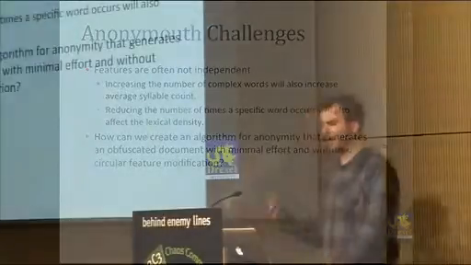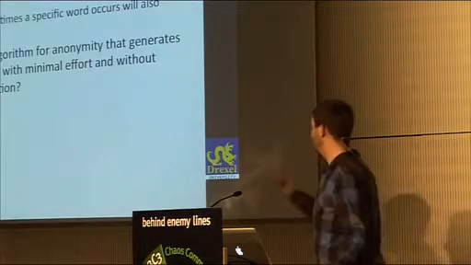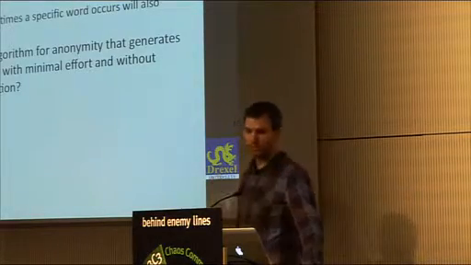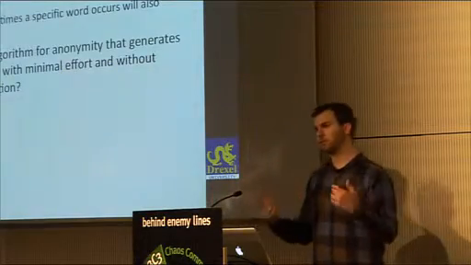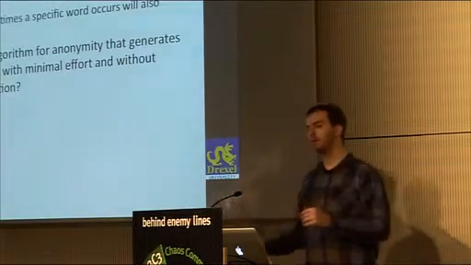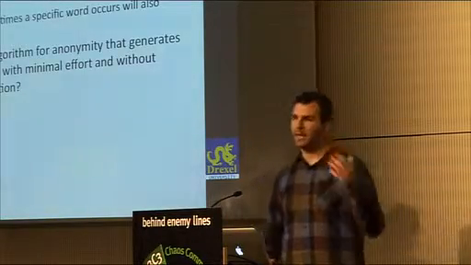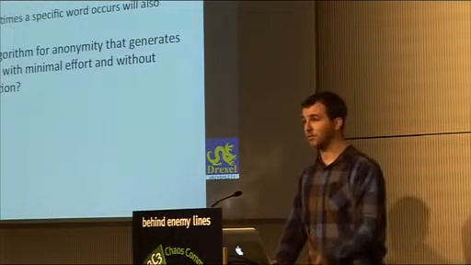And how can we create an algorithm for anonymizing a text document that generates an obfuscated document with minimal effort and without circular feature modification? We think our software does a pretty good job right now, but this is still an open problem and something that we need to tackle. That's one of our main research focuses going forward.